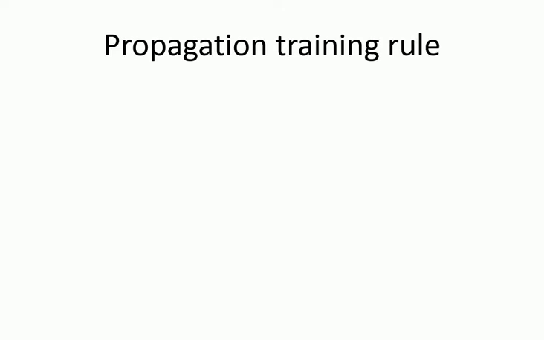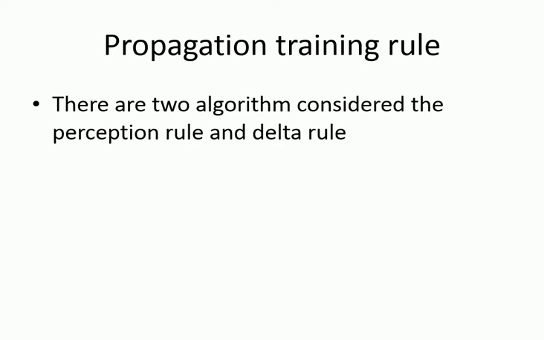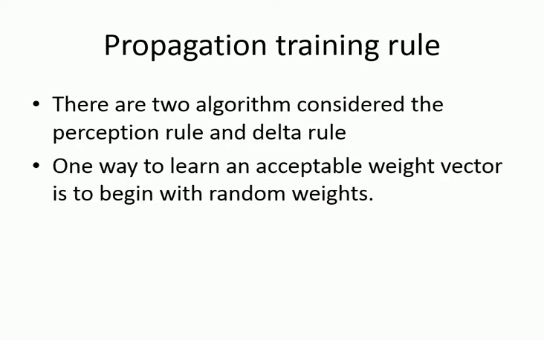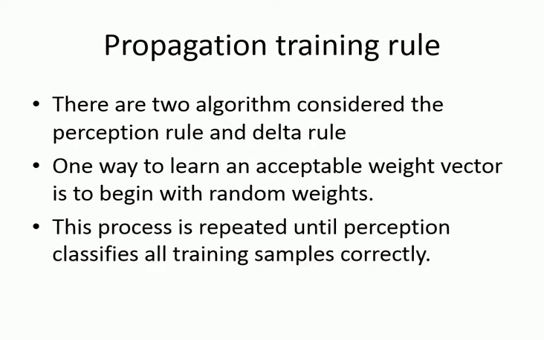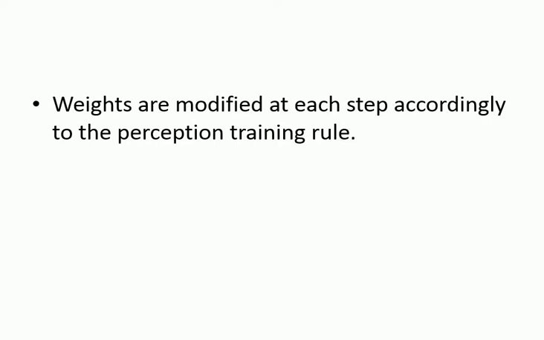Back propagation training rule. There are two algorithms considered, that is the perceptron rule and the delta rule. One way to learn an acceptable weight vector is to begin with random weights. That means initially we are considering random weights. This process is repeated until the perceptron classifies all training examples correctly. Weights are modified at each step according to the perceptron training rule.